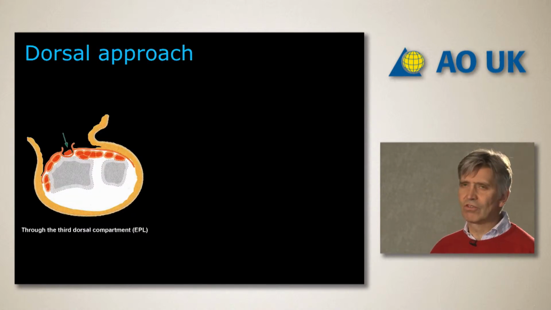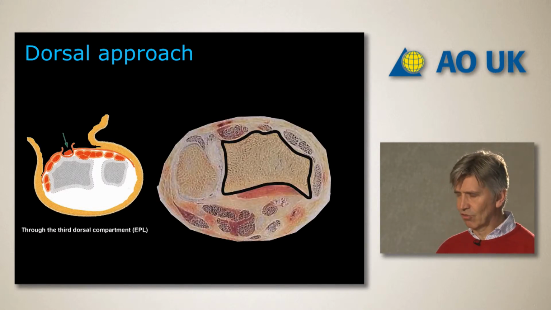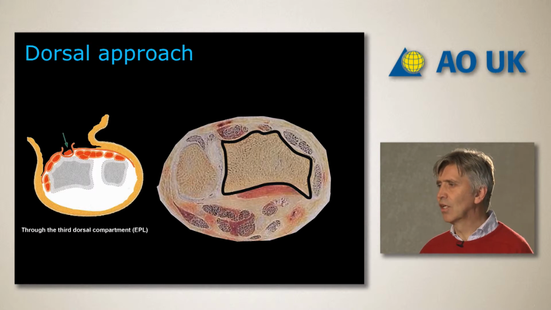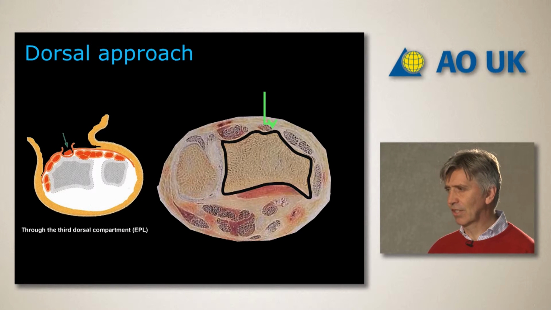The dorsal approach is through the base of the third compartment and is illustrated on our transverse section here through the base of the third compartment, either going radially underneath the second compartment or ulnarly underneath the fourth compartment.